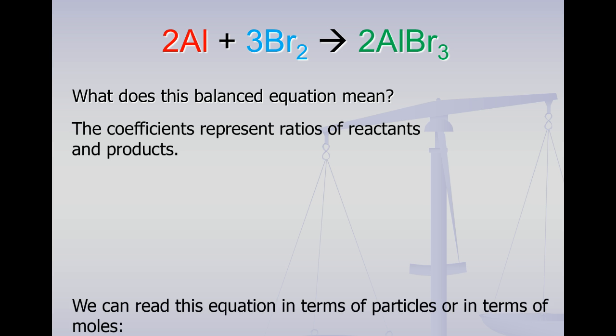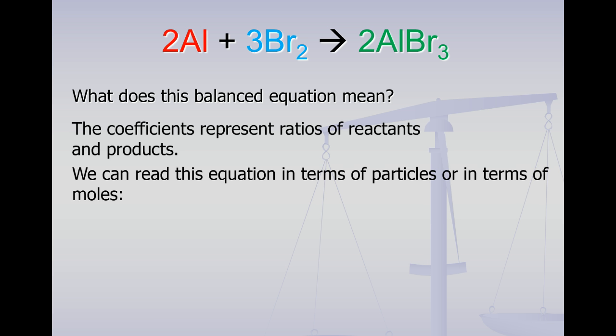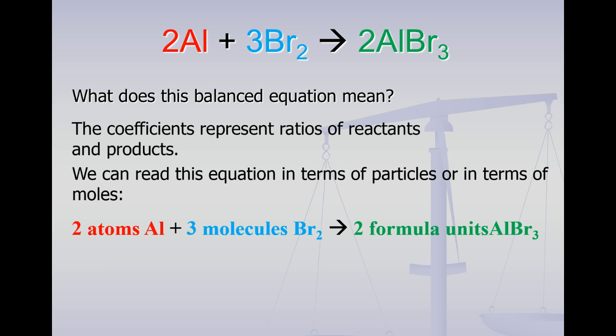And we can read this in 2 different ways, in terms of particles or in terms of moles. So, in terms of particles, we have 2 atoms of aluminum react with 3 molecules of bromine to form 2 formula units of aluminum bromide. In terms of moles, we can read this as 2 moles of aluminum reacts with 3 moles of bromine to give us 2 moles of aluminum bromide.